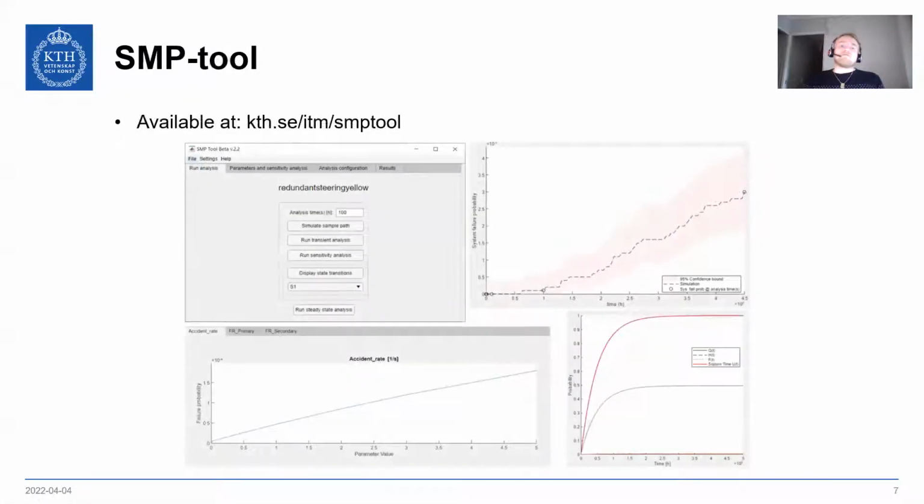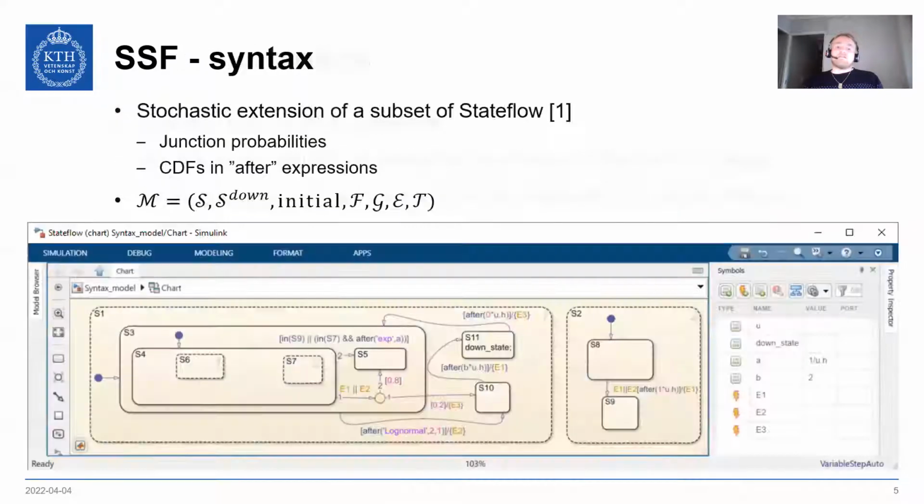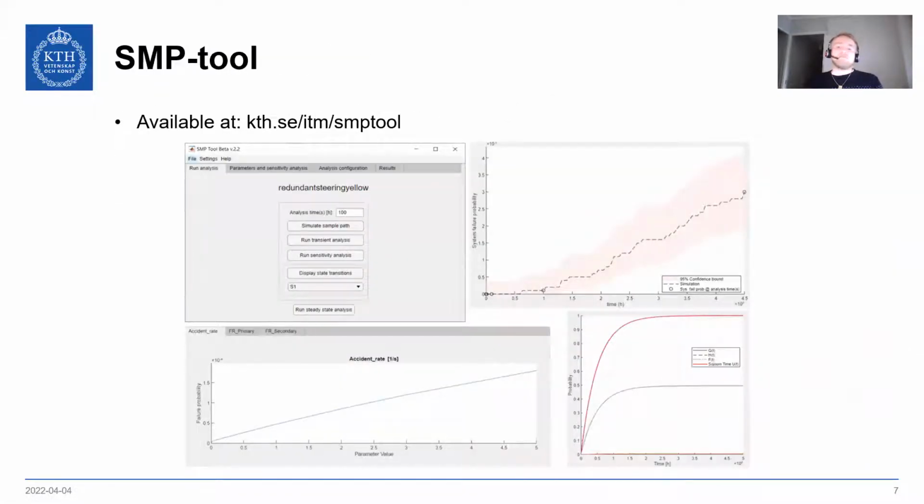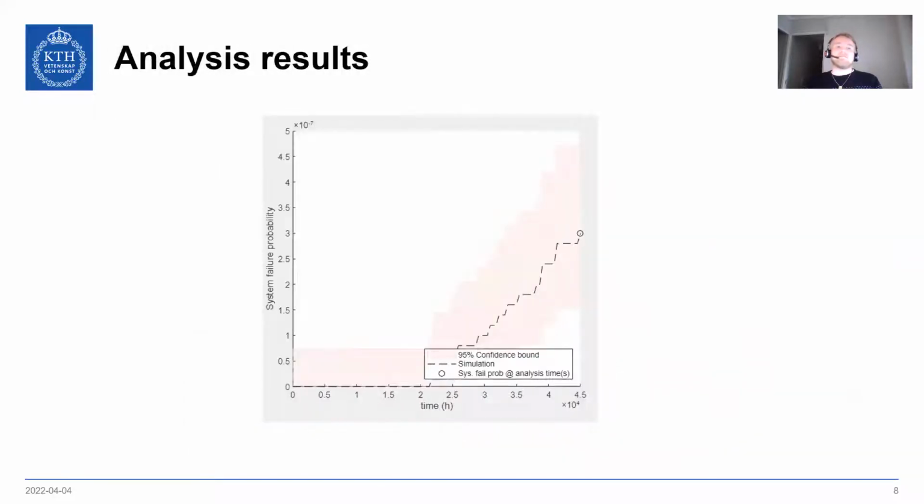Now, our second contribution was that we implemented support for SSF into SMP2. And maybe the main functionality here is the transient analysis. So with that, we can compute the probability of ending up in a certain state. And we call this state down state, as you can see here in S11. And usually when we're working with safety, this corresponds to system failure. So you can find the probability that a system failure has occurred after some time.